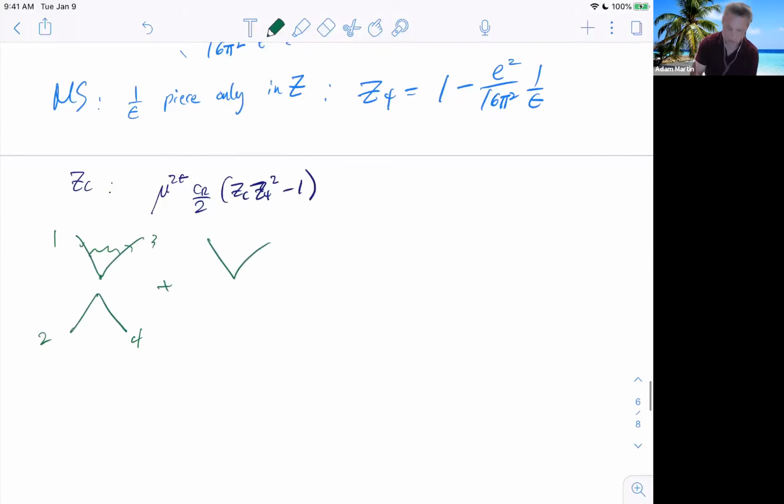Let's call this A, B, and C. For A, you would have to do some loops. For the sake of time, I'm not going to do any of that. I'm just going to write out the result. Again, all I have to care about is zero masses, zero external momentum, because I care about that 1 over epsilon piece, because I know that is friends with the mu piece. This is going to give me ICR over 2, 8, 16 pi squared, 1 over epsilon plus finite.